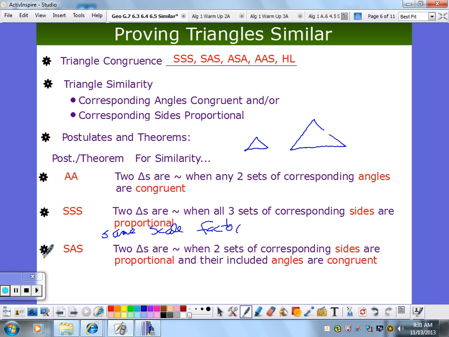Excellent, okay. And we have one more: side angle side. Now, in congruence, what did side angle side mean? It meant that the included angle and the two sides around that included angle, the corresponding side angle sides, were congruent. Well, now what does it mean? Well, the angle is congruent, but those sides that surround that included angle are in proportion. Same scale factor again.